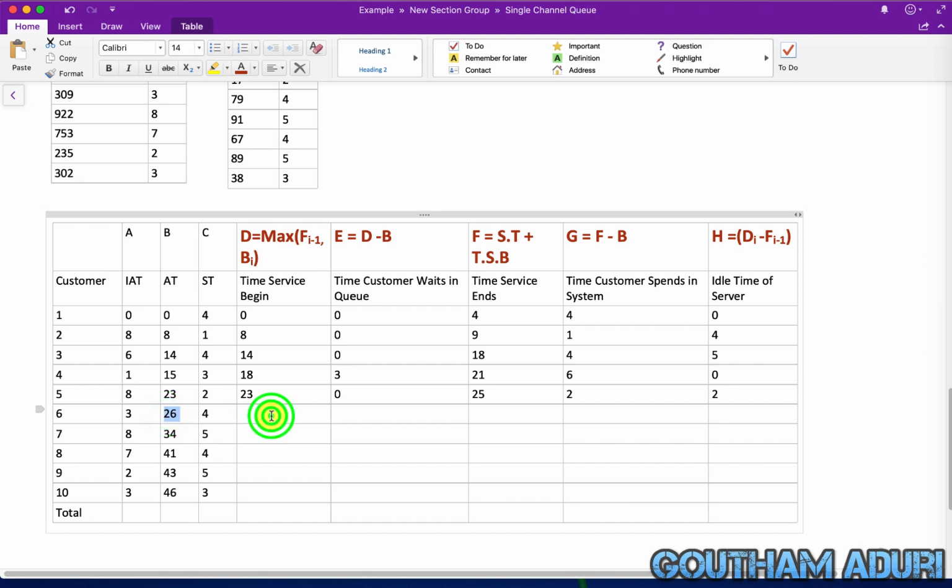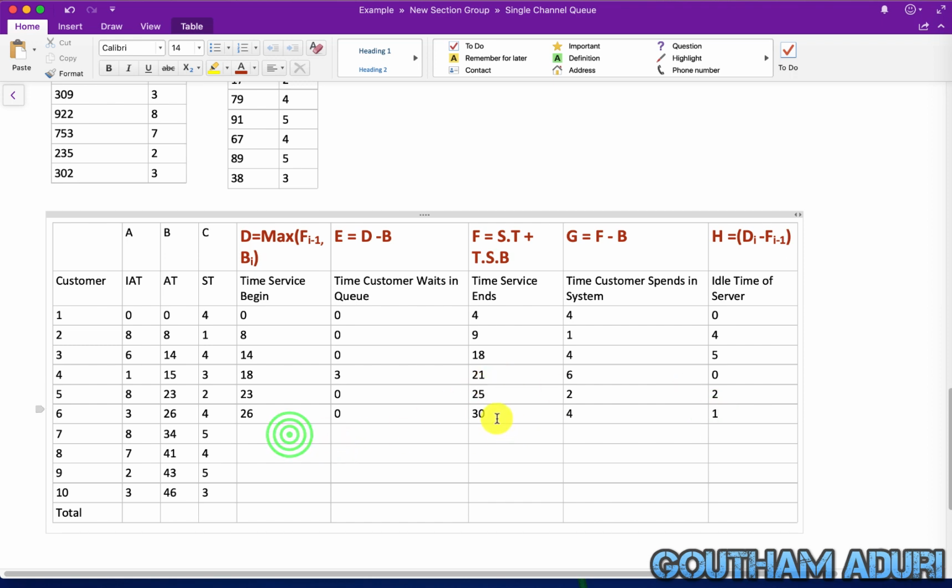Is 25 and 26 is nothing but 26, the highest value. And the time customer waits in the queue is 26 minus time service begins minus arrival time, it's 0. And time service ends is 26 plus 4, 30. And time customer waits in the queue, 30 minus 26, it's 4. And the idle time of the server is 26 minus 25, 1.